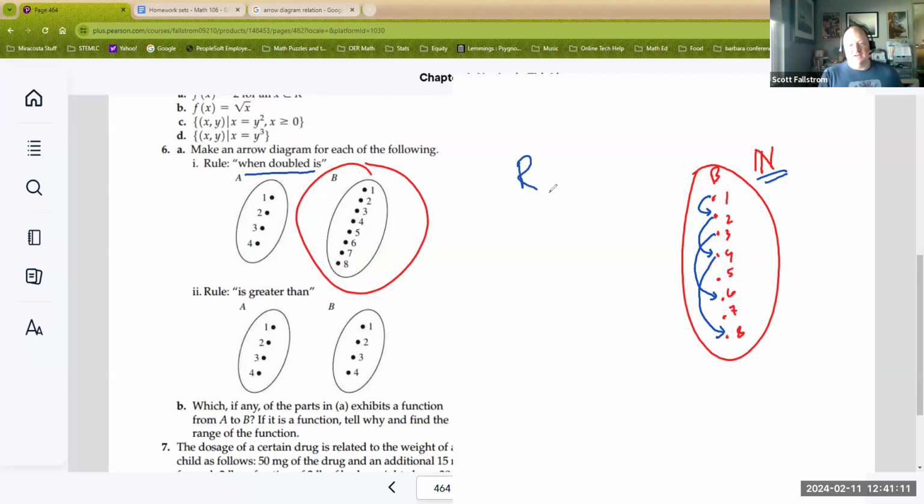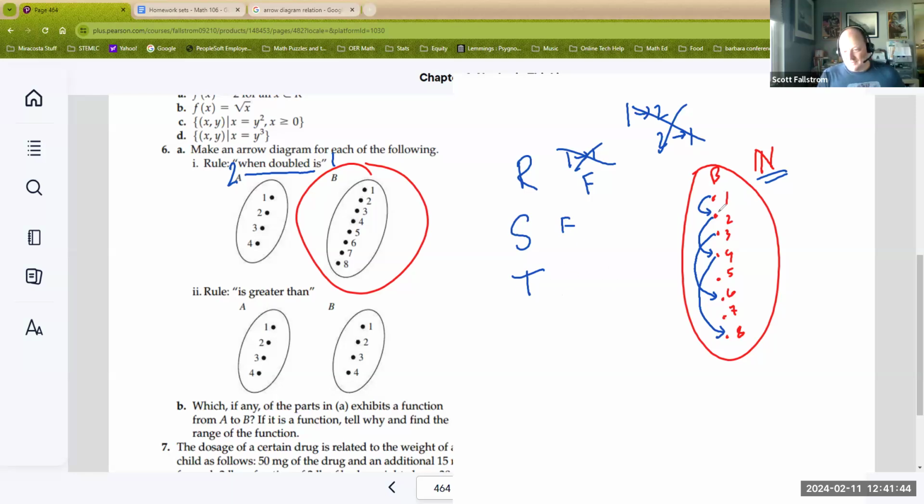Is it reflexive? Is it symmetric? Is it transitive? Let's take a look. So is it reflexive? Well, 1 would have to go to 1, but 1 when doubled is not 1. That's not true. So there's my counterexample. Symmetric. 1 goes to 2, so 2 has to go to 1. No, because then you'd say 2 when doubled is 1. That's not true. So there's my counterexample for symmetric.